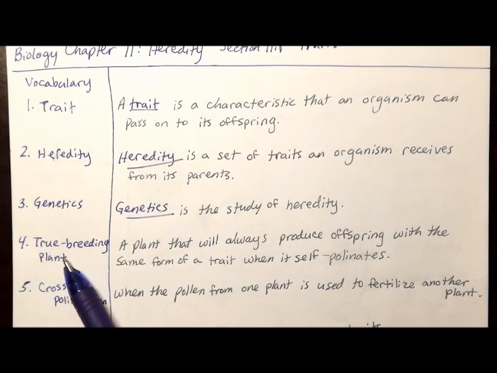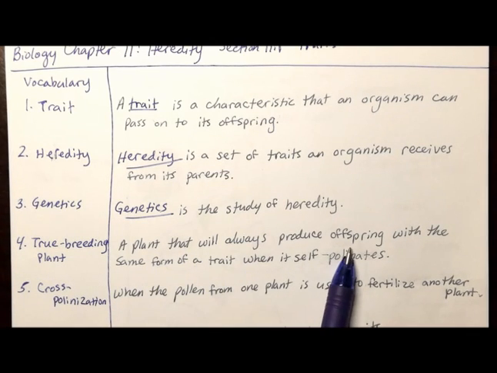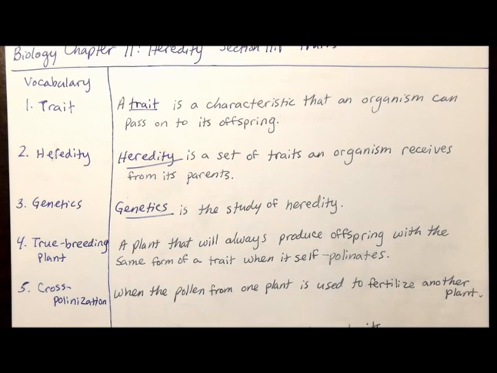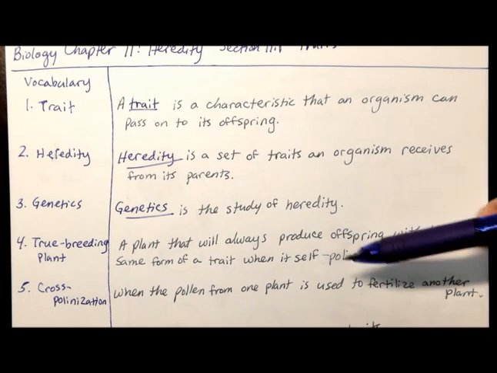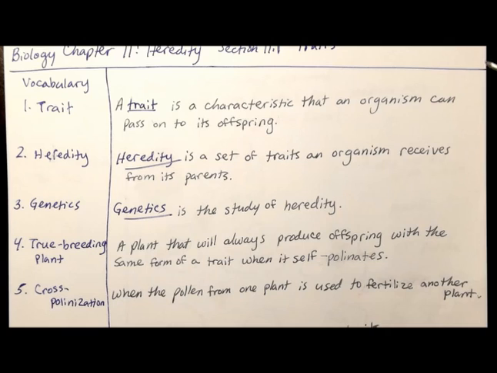Number 4, a true breeding plant. It is a plant that will always produce offspring with the same form of a trait when it self-pollinates. So if you have a pea plant that has purple flowers and it produces offspring with itself, then it's going to have purple flowers. If you have a pea plant that has white flowers and it's a true breeding plant, it's always going to make plants with white flowers.